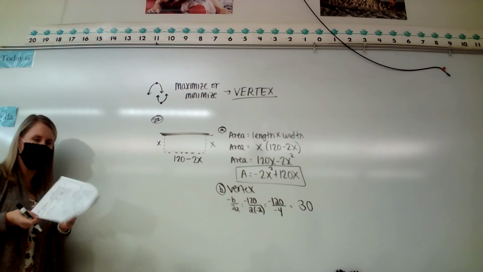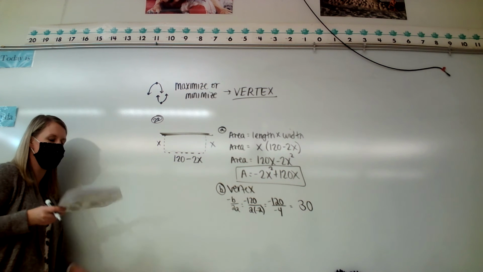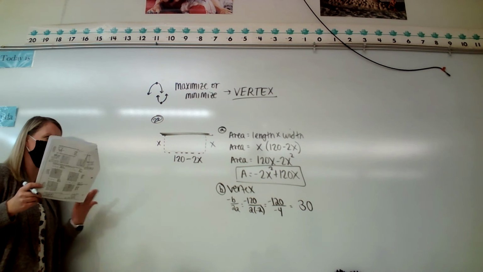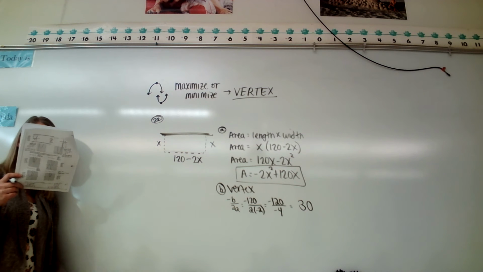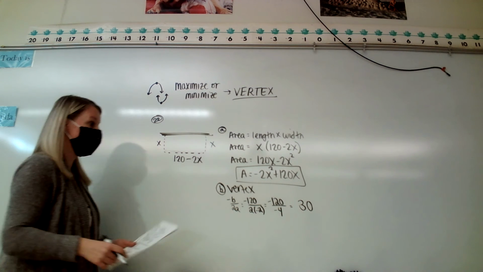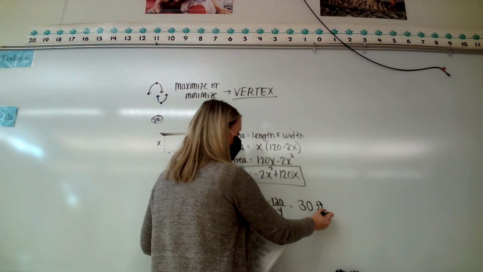So remember, at this point I'm always like, what did I even just find? I'm just throwing things in. I don't even know what I'm doing anymore. So always go back and remind yourself, what is x? What did we even just find? We found the x of the vertex, and it was the distance from the house. So that's 30 feet from the house.